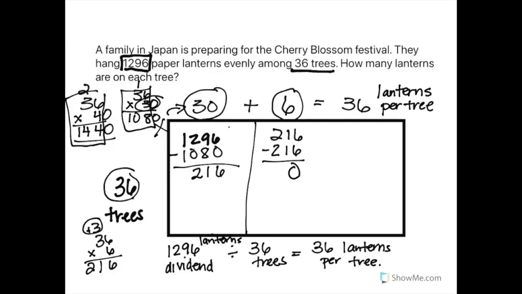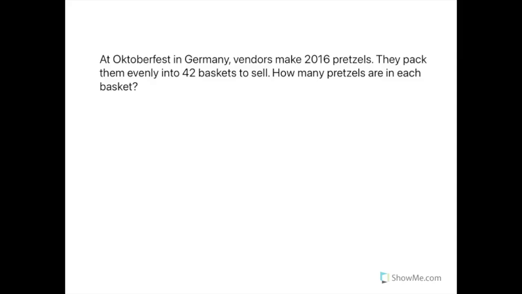All right, let's try another one. Okay, so at Oktoberfest in Germany, vendors make 2,016 pretzels. They pack them evenly into 42 baskets to sell. How many pretzels are in each basket?